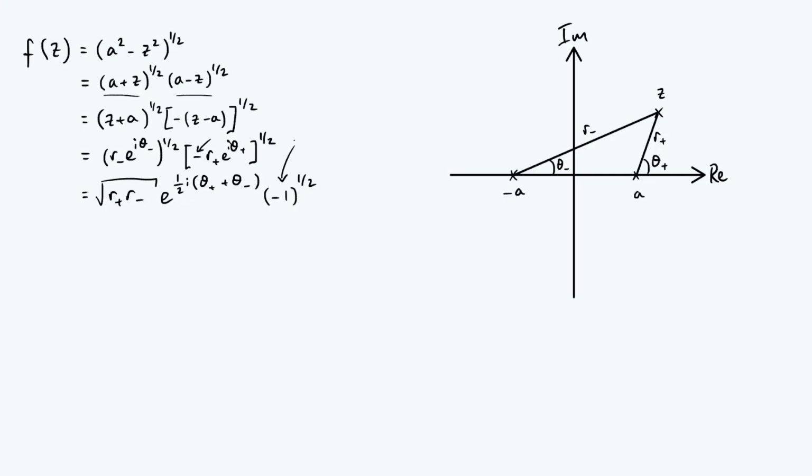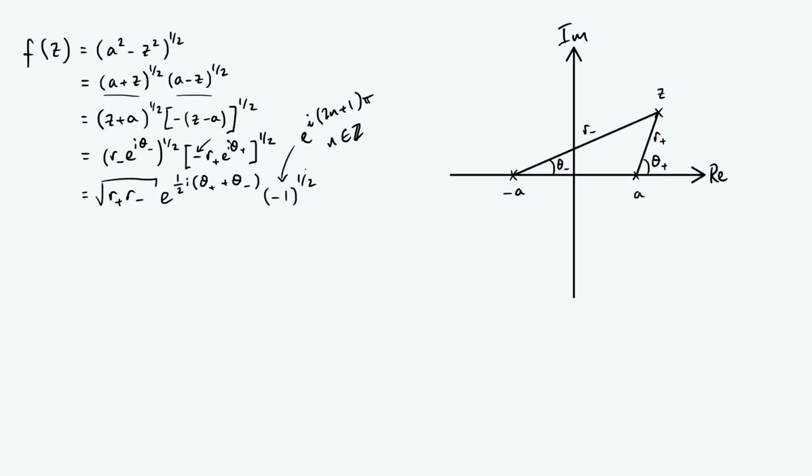So note that minus 1 is e to the i pi, but it's also e to the i times 3 pi, or e to the i times 5 pi, or indeed e to the minus i pi, e to the minus 3i pi, and so on. So in general, minus 1 can be written as e to the i times some odd number, which we can write as (2n plus 1) times pi, where n is just any integer.